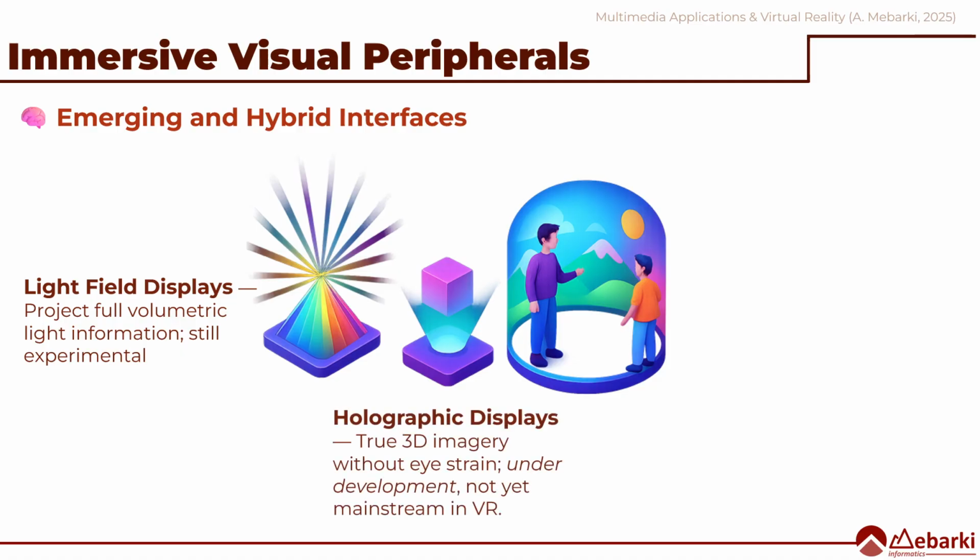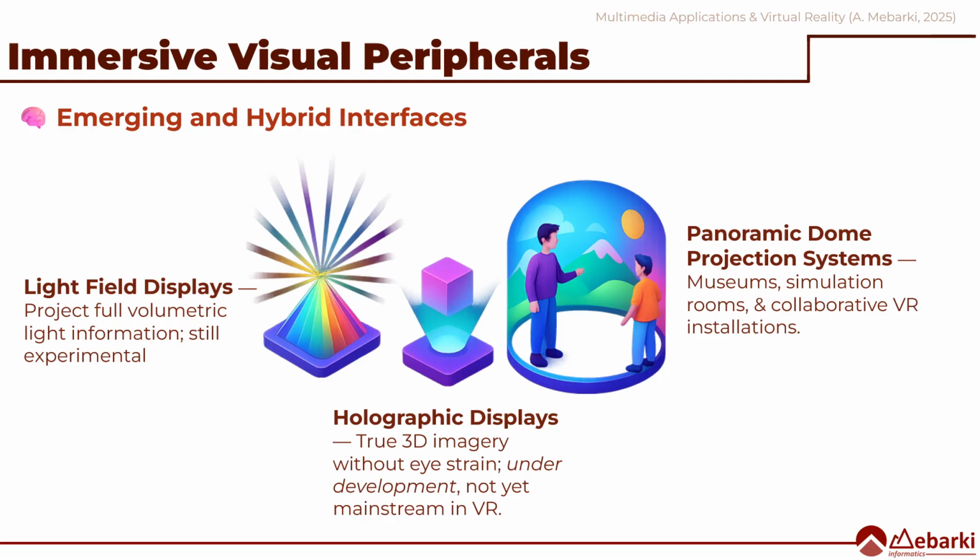Next, holographic displays. Holography reconstructs the full light wavefront of 3D objects, enabling true volumetric perception without glasses. Currently used in research labs and prototypes, it points toward next-generation immersive visualization. Finally, panoramic dome projections. Also called full dome or immersive dome systems, these are large hemispherical projection environments that surround viewers with imagery on curved surfaces, typically covering 180 degrees to 360 degrees, creating a fully encompassing visual experience.